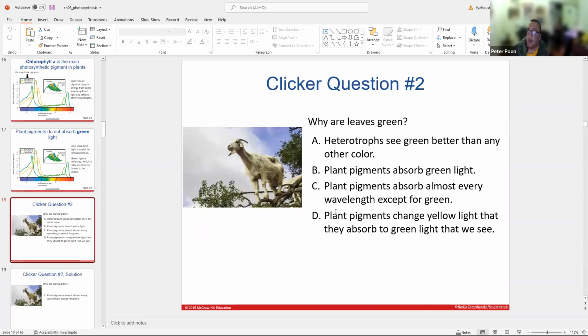Why are leaves green? Because they absorb almost everything other than green. Green is reflected, so we see green.